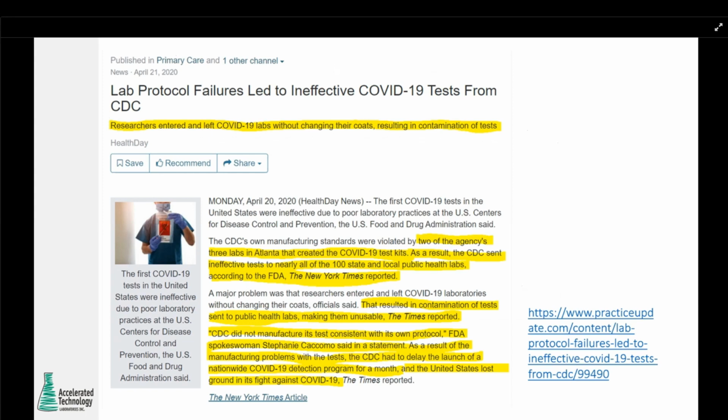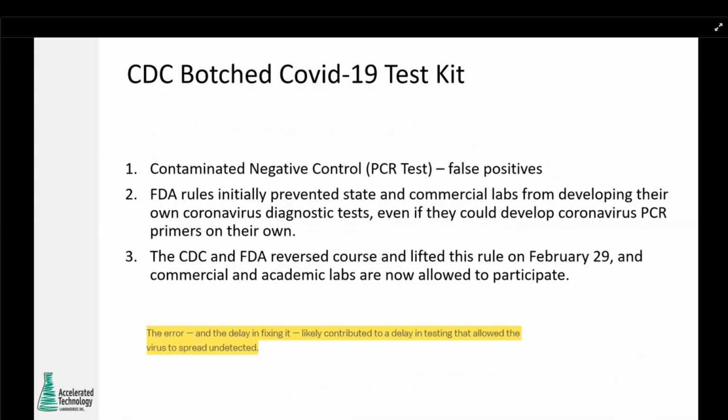Soon these problems were reported by the media, the New York Times, along with many other media outlets, and people started learning about failures of the test kit. When the FDA investigated, they found out that the negative control of the PCR test kit created by the CDC was contaminated, and this resulted in false positives. So people who were positive for COVID tested positive, and people who were negative for COVID tested positive.